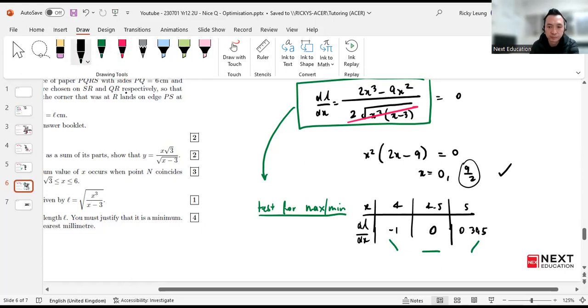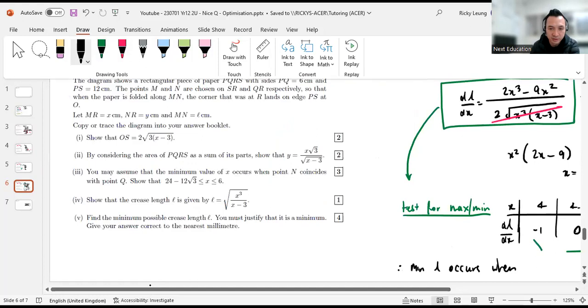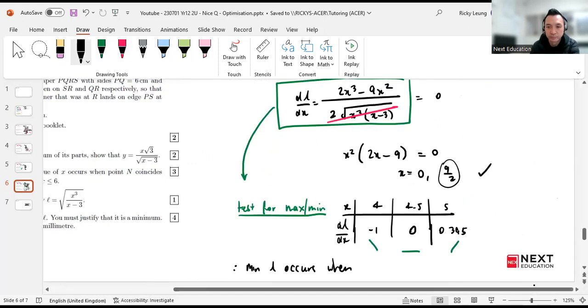So therefore, min L occurs when, now what am I asking actually? Find the minimum L, right? When x equals 9/2. And so therefore min L equals 2. I'm basically subbing 4.5 in. You should get approximately 7.8 centimeters if you do the mathematics and sub it in.